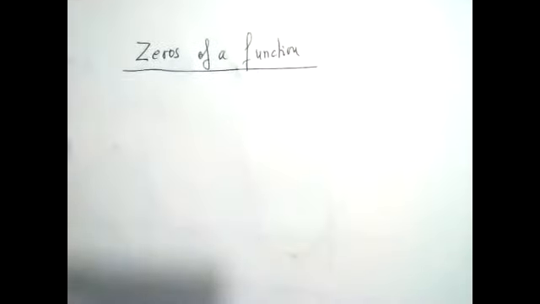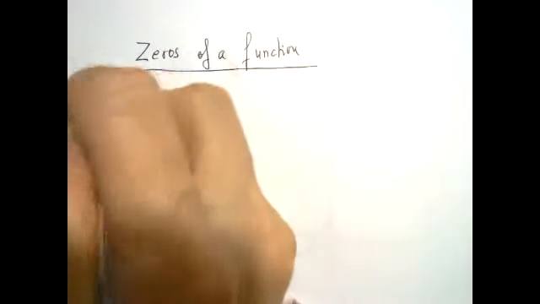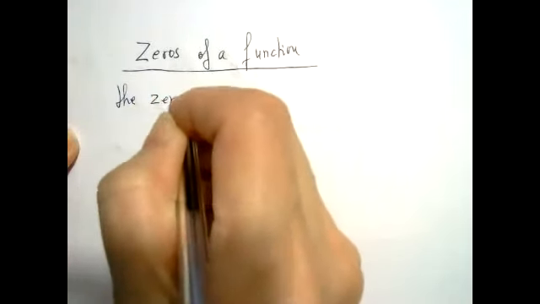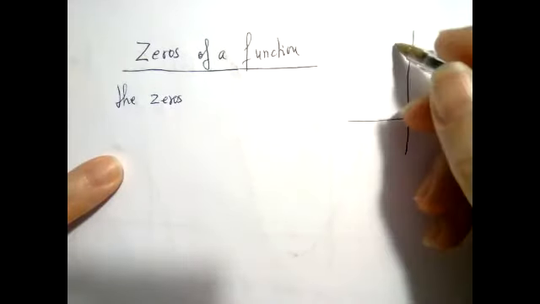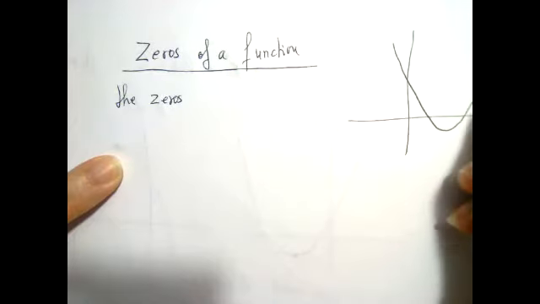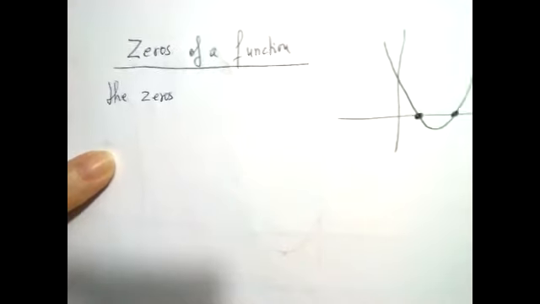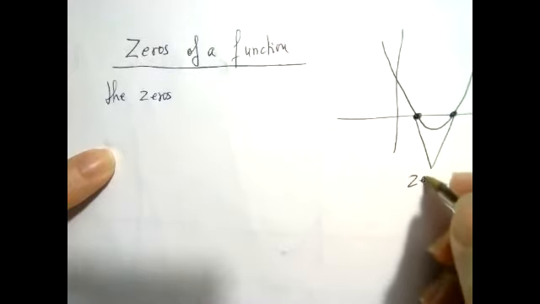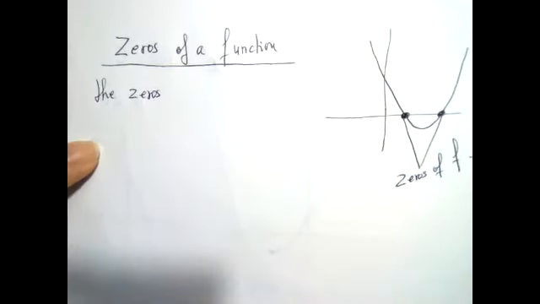So you have a function f. What do we mean by zeros? It's fairly simple. The zeros of a function are nothing more than the values of x when the function takes the value 0. Suppose I have this function. The zeros are those, basically the x-intercepts, where the function takes the value 0. That's what we mean by the zeros of the function.